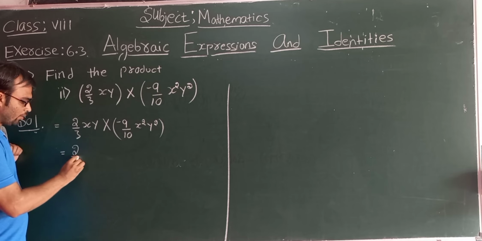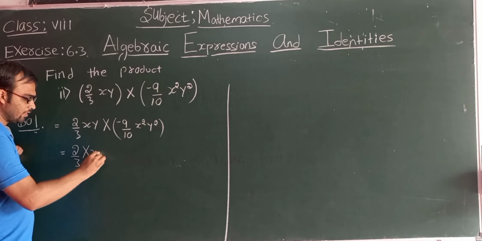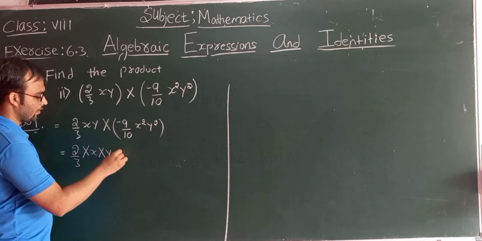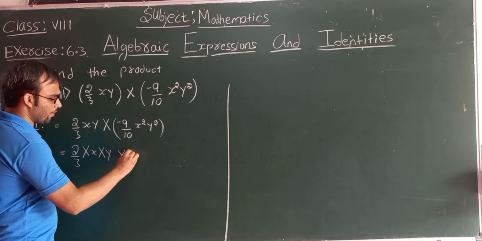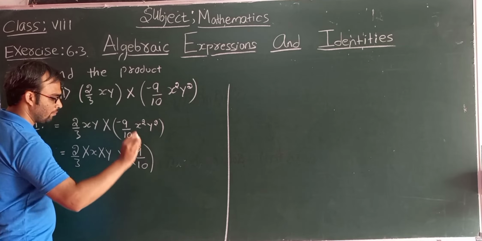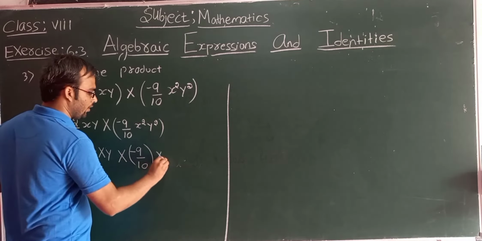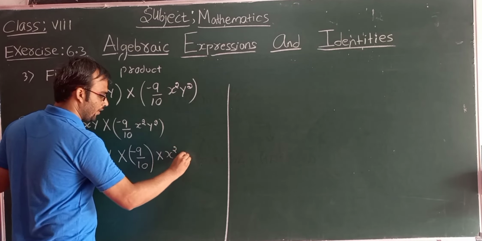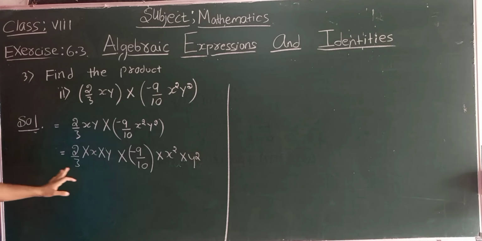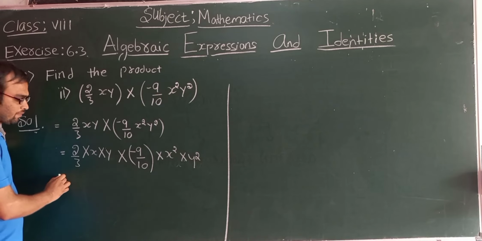Okay, so here 2 by 3 into x into y. Next, into minus 9 by 10. You can put this in bracket. So into x square into y square. Okay, so what we have done, we have rewritten this. Now students, what is the next step?